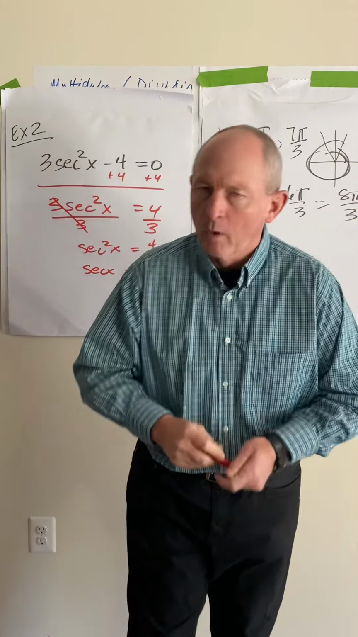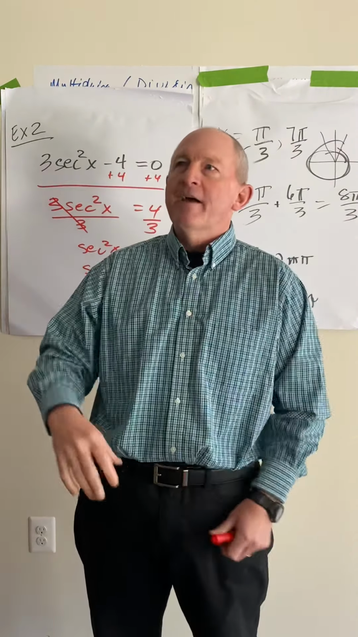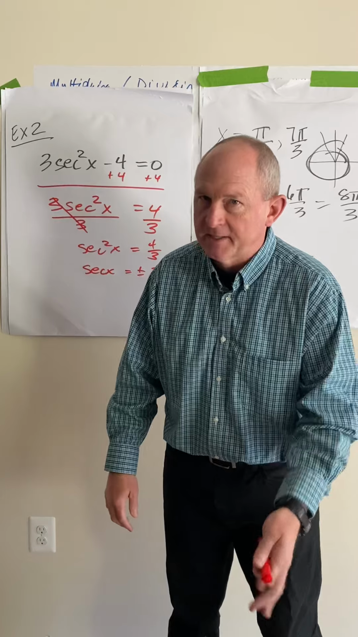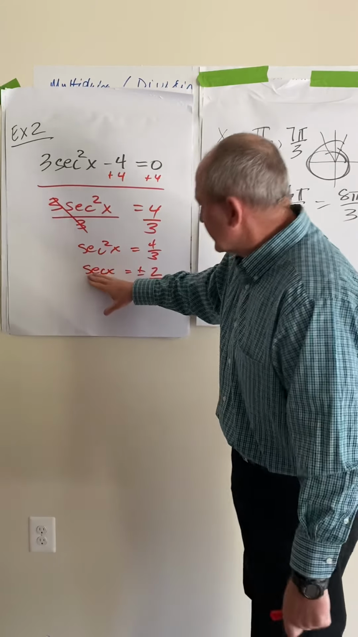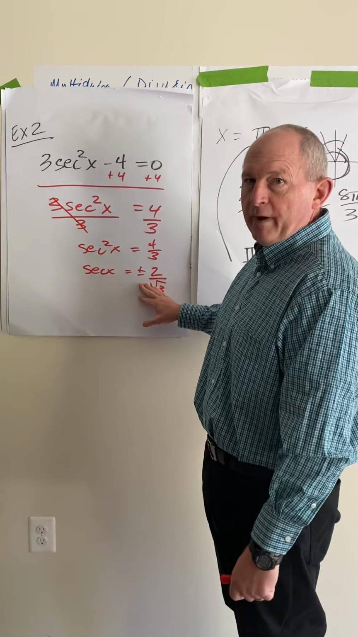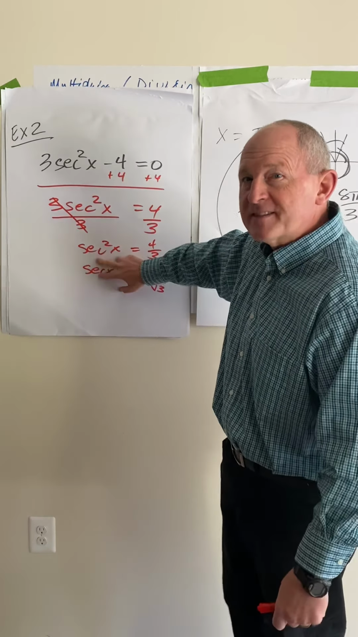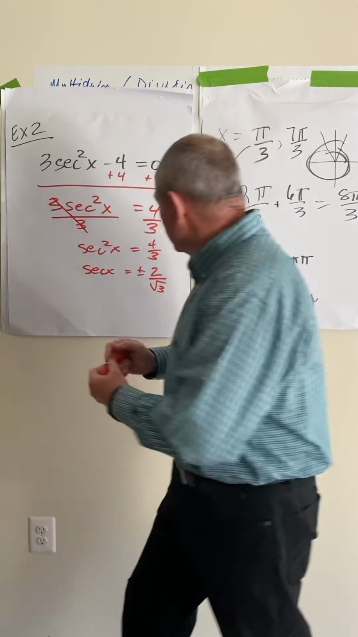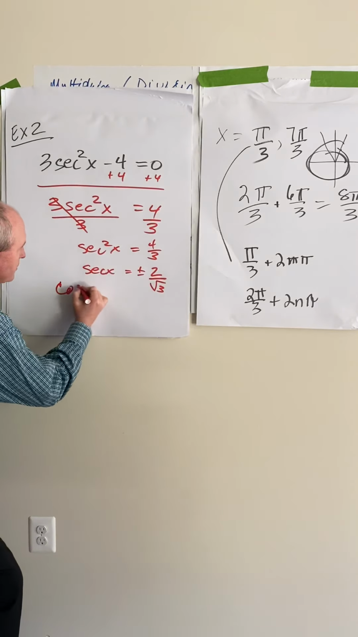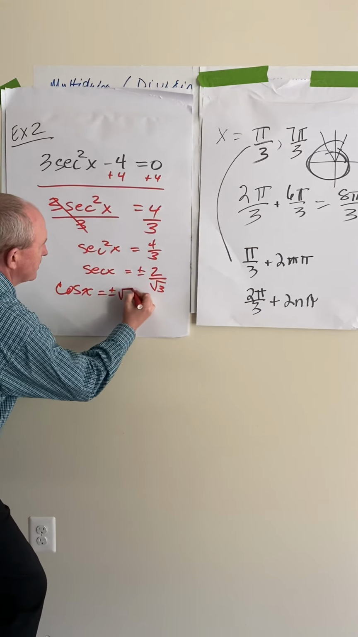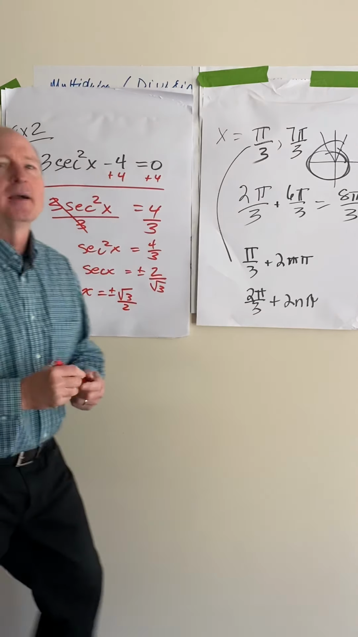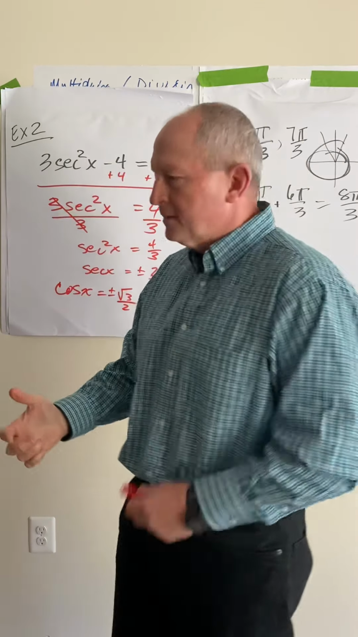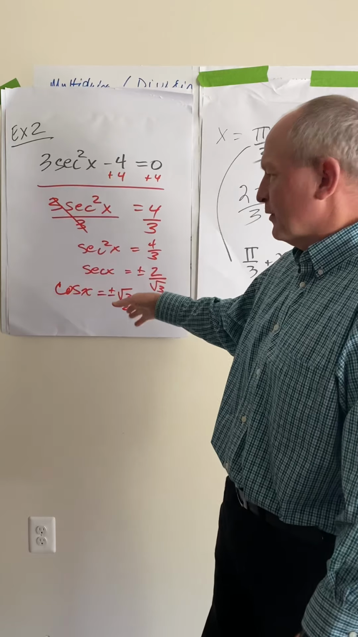Now, if I get to a situation like this, where I'm solving and I get a square root in the bottom, I would probably go through the process of rationalizing the denominator. However, I have the secant of x equals 2 over root 3, so I know I'm going to flip it. If the secant equals 2 over root 3, then the cosine equals plus or minus root 3 over 2. So the cosine of x equals plus or minus root 3 over 2. Okay, so now I'm in a similar situation as I was on example 1, where I have a value for the cosine. And I've got to think.